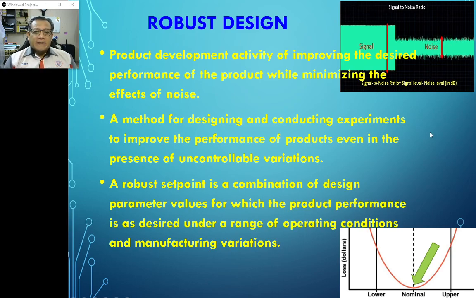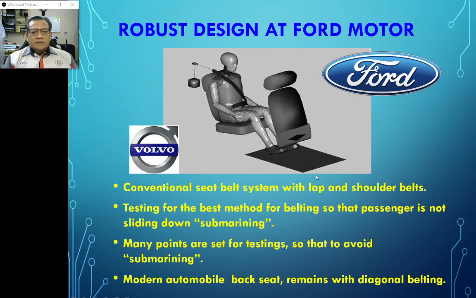Okay. So the textbook highlights the case study at Ford Motor Company, right? They want to test their seat belt for the passenger at the back seat. Even though Ford was not among the first to design and install seat belts in the car, Volvo was the first automobile manufacturer that introduced the seat belt, right?